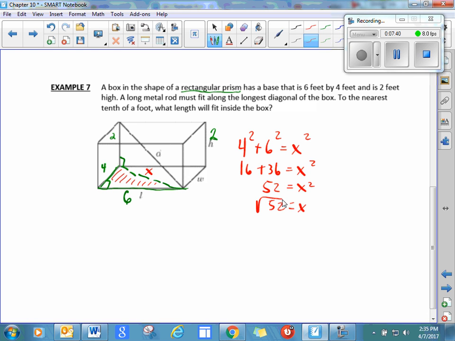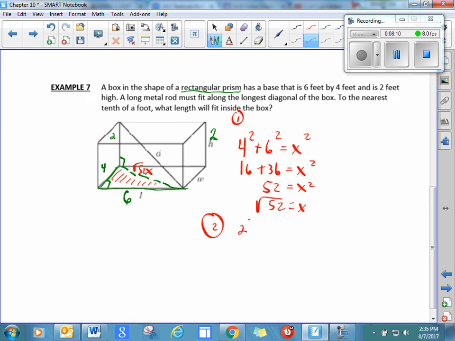I'm not going to worry too much about simplifying this right now. I'd simplify it if it was a perfect square, but it's not. I'm just going to plug him in my next problem. So I'll deal with simplifying my radical at the bitter end. So this was our first step. Now that we know that this guy is radical 52 long, we can use 2 and radical 52 in the Pythagorean theorem to ultimately get the length of this diagonal. So that's our second step here.